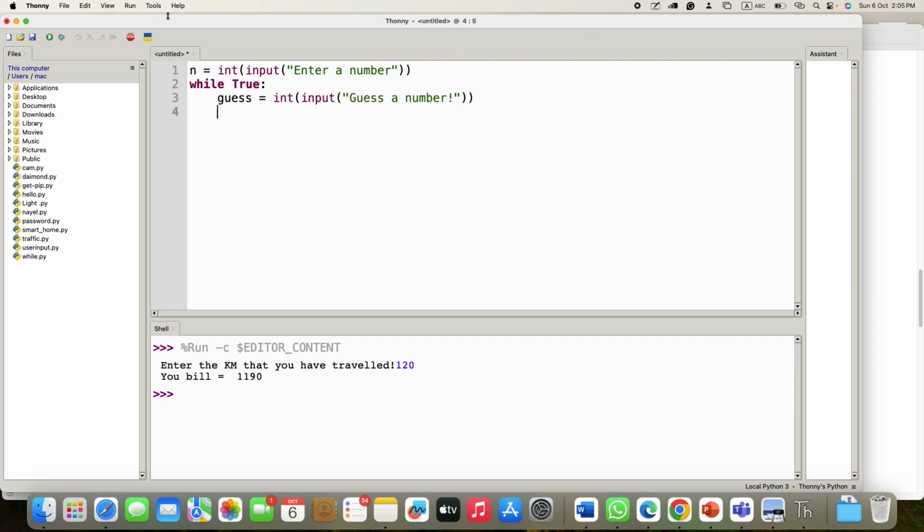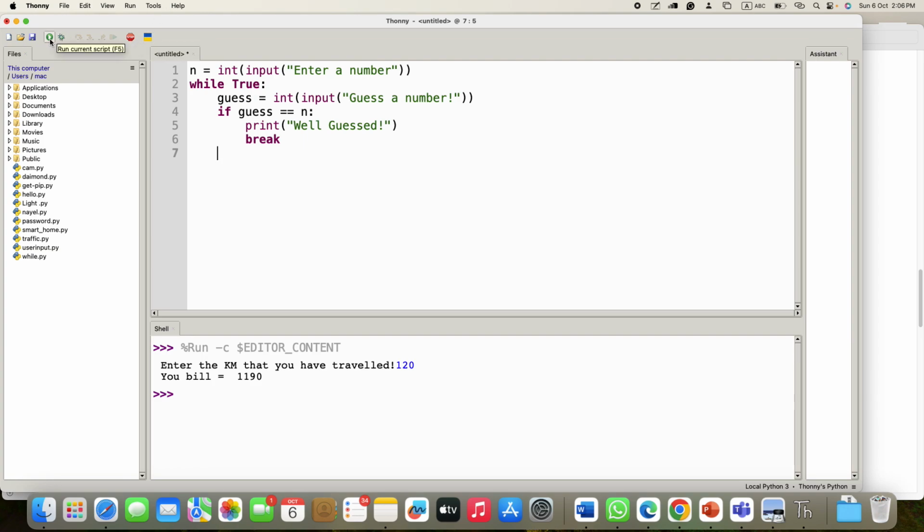Guess a number. If the guess is equal to the actual number, what do you do? You say bingo, right? Well guessed. Then what else do you do? You break. Else, what do you do? There's no else. You keep asking the user to enter the number until it's right.